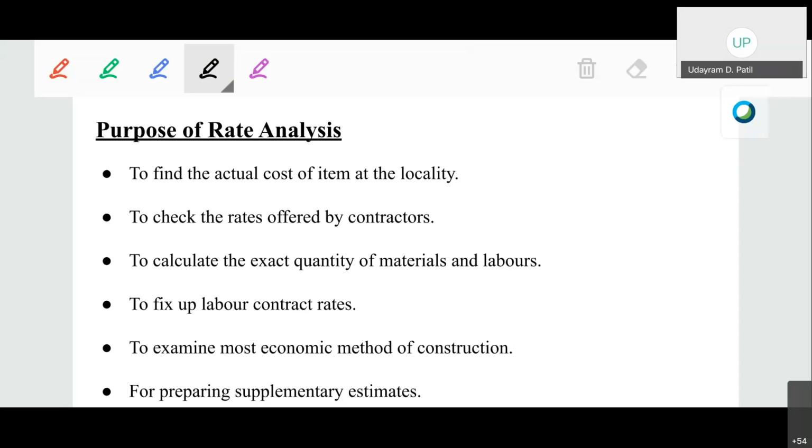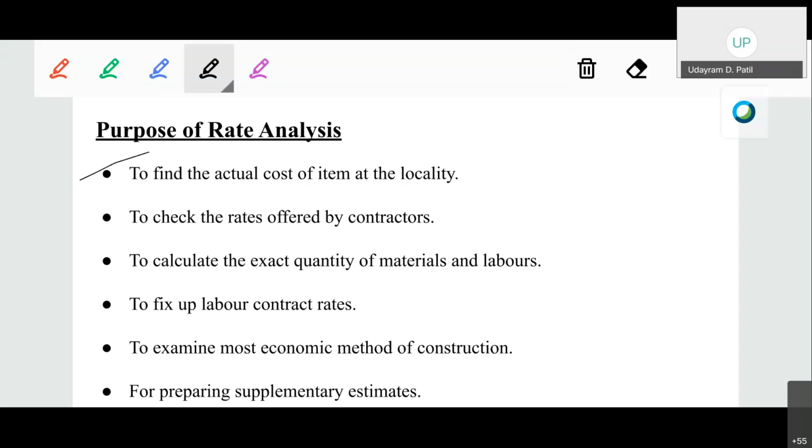But then why do we prepare the rate analysis for every particular work? We prepare that rate analysis to know the actual cost of that particular item, or the per unit cost of that item, in our locality. So what will be the local unit rate of the particular item? To find out that local rate, we have to provide the rate analysis of that item of the work. So first, that will be the actual cost of that item within our locality.